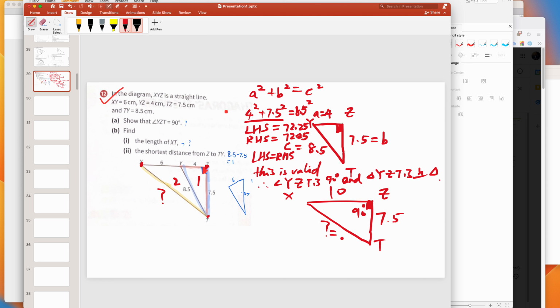It's a very good practice to write down "right angle triangle" beside it. To tell you a square plus b square equals to c square, you only apply to a right angle triangle. So it's good practice to write it down. If it's not a right angle triangle, then you cannot use this.